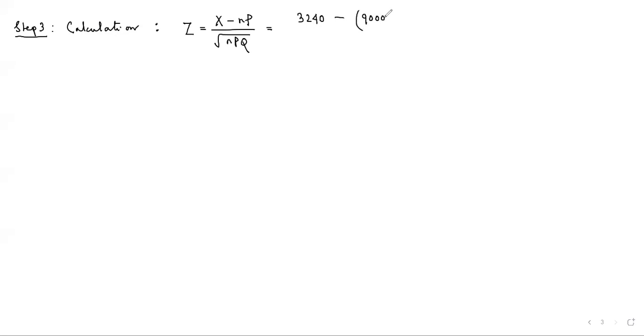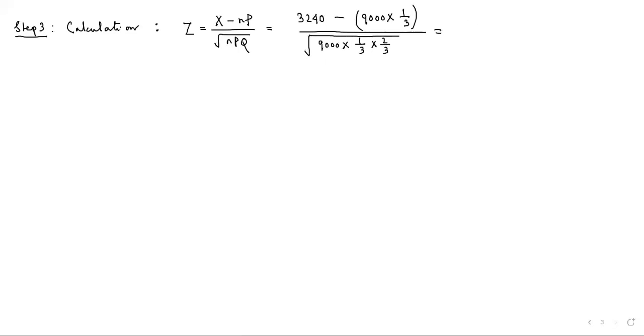In step number 3, we need to do the calculation. It is all about calculation. So we are going to put the values. x minus np by root over npq, the positive square root of npq. This means x is 3240, the number of times success is observed. Number of observations is 9,000. Probability of success is 1/3 that we have considered over here. And here also we are going to put the values 1/3 and 2/3 under the square root sign.